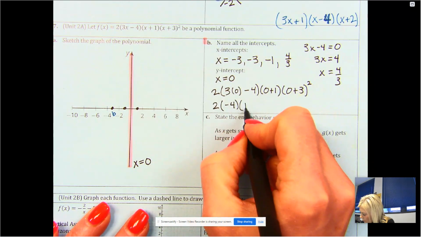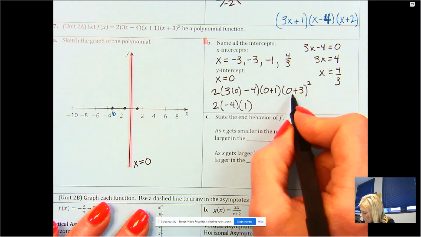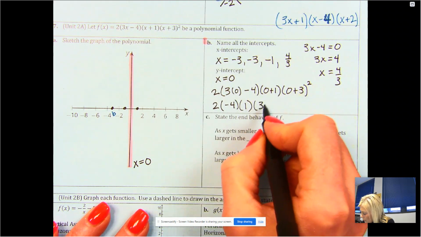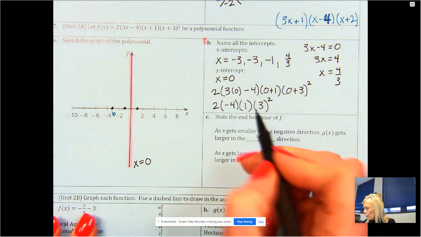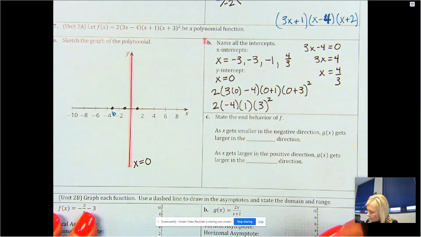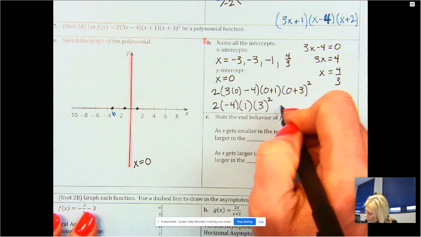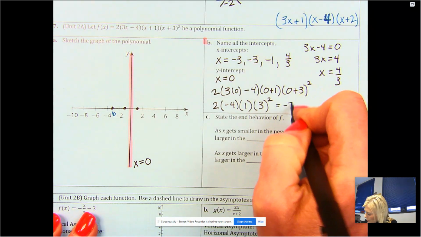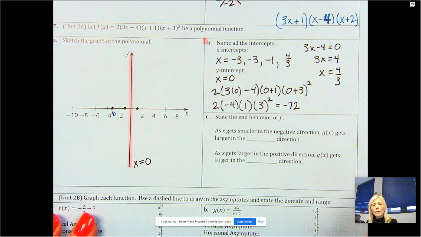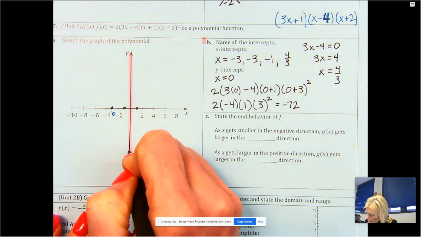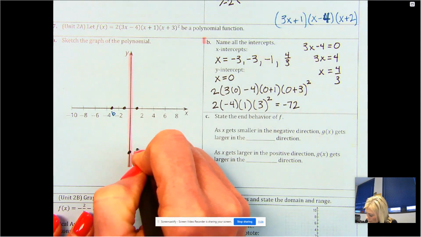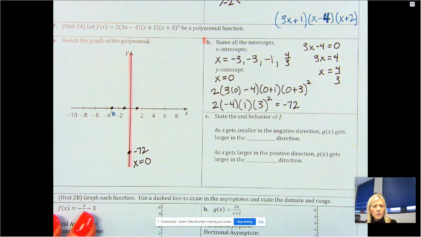0 plus 1 is 1, and 0 plus 3 is 3, and that is being squared. So you could definitely shorten that up if you didn't want to put all of this into the calculator. Anyways, when you do, you get negative 72. And so that means somewhere down here is where the function's going to cross the y-axis.